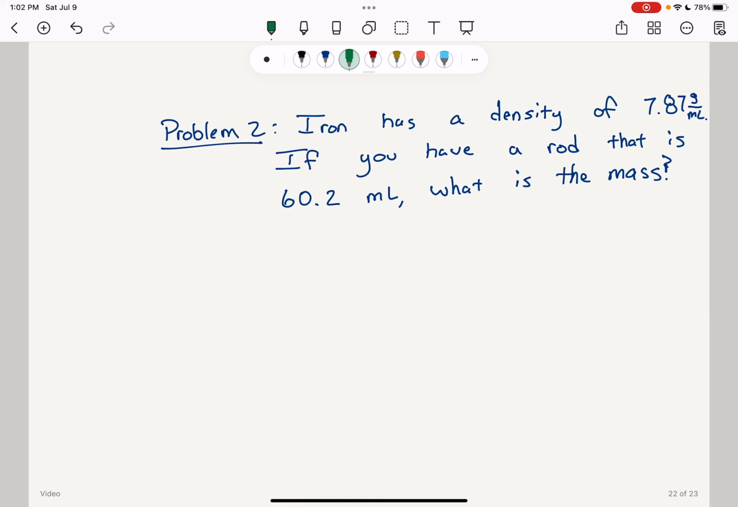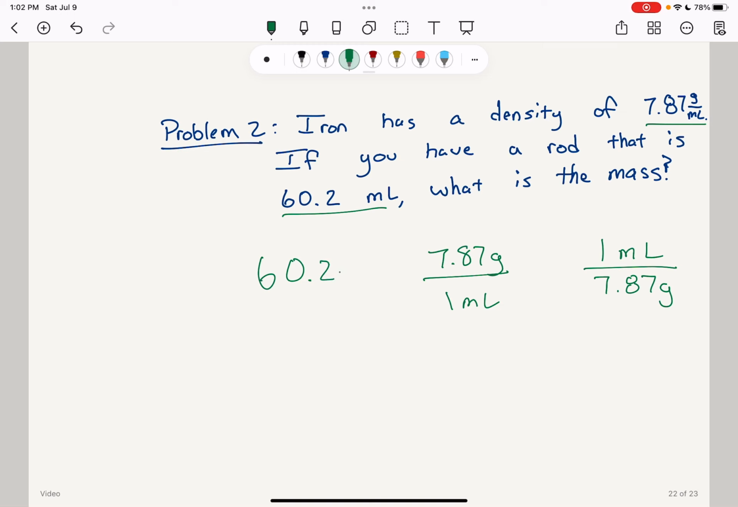Let's do another problem. Iron has a density of 7.87 grams per milliliter. So that can be written as 7.87 grams over 1 milliliter, or the reciprocal of that, which is 1 milliliter over 7.87 grams. Now it says if you have a rod that is 60.2 milliliters, what is the mass? So I'm going to take 60.2 milliliters times this ratio or this ratio.